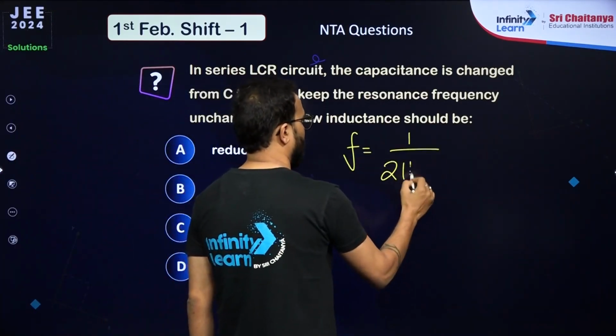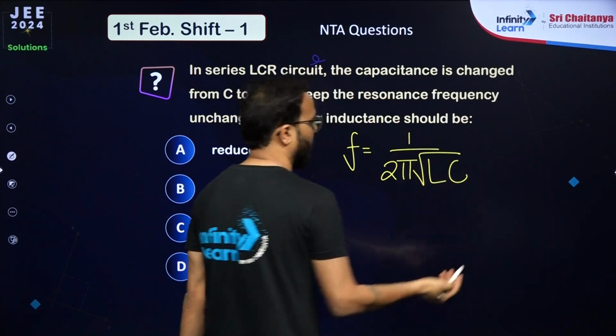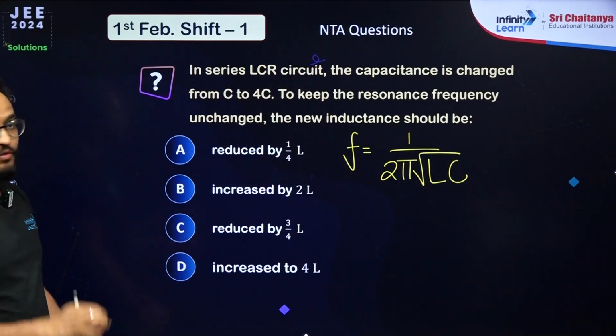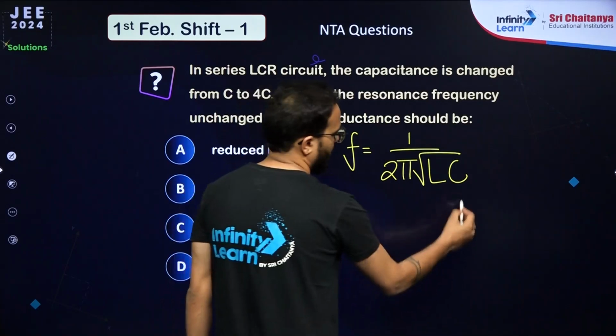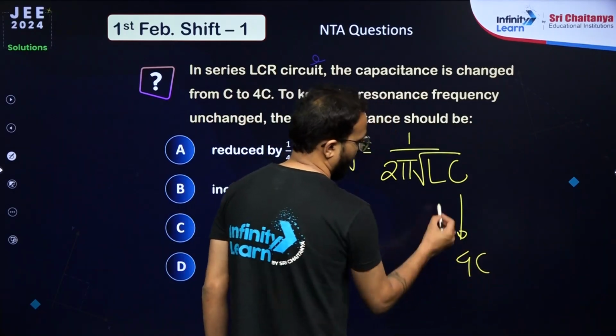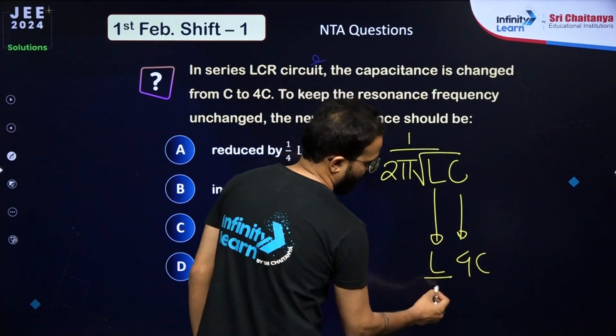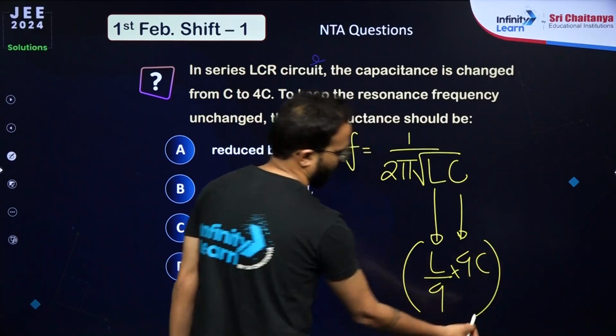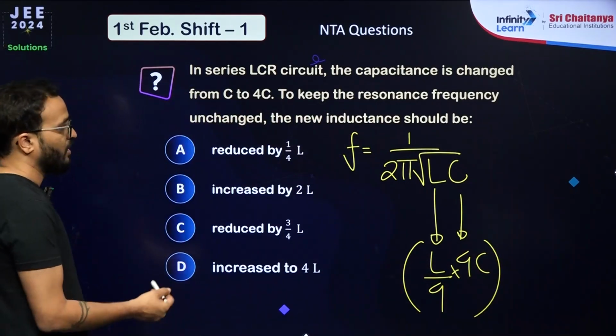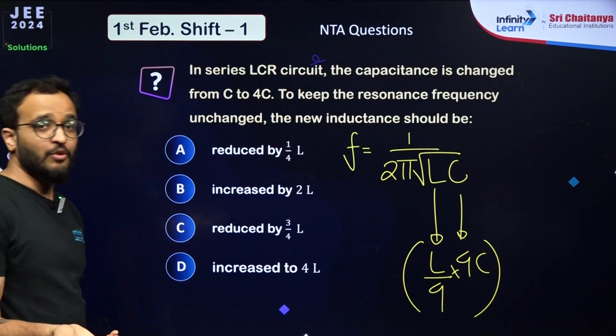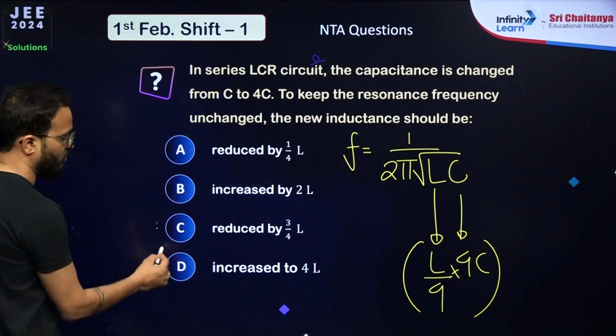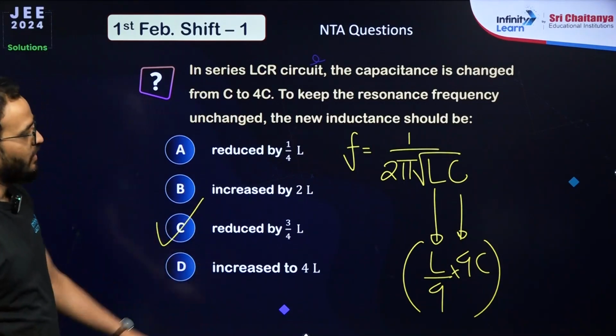Now in a series LCR circuit, to keep the resonance frequency unchanged, what is the resonance frequency? It is 1 by 2 pi root over LC. So if you increase the capacitor 4 times, so obviously C becomes 4C, so to keep the frequency same, L must be L by 4, right? So it should reduce by 3L by 4. Reduced by 3L by 4. Understood? So that the frequency remains the same.